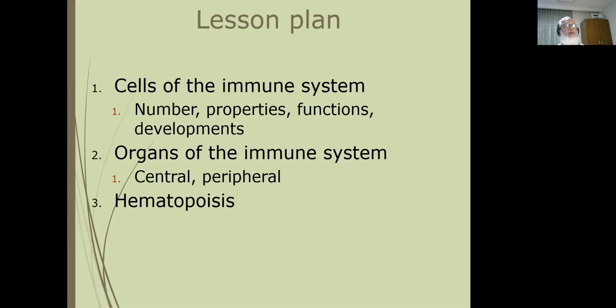Lesson plan হলো the cells of the immune system number, their properties, function, development, and if we get time we will also discuss about the hematopoiesis. If not, we'll take another lecture.